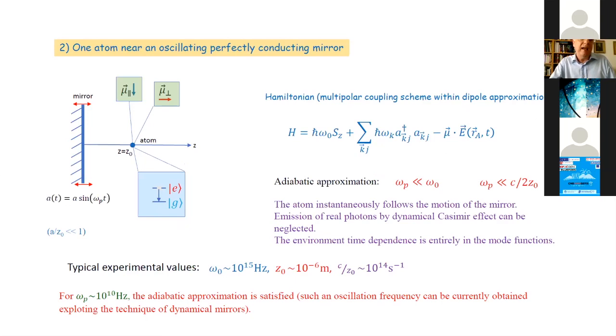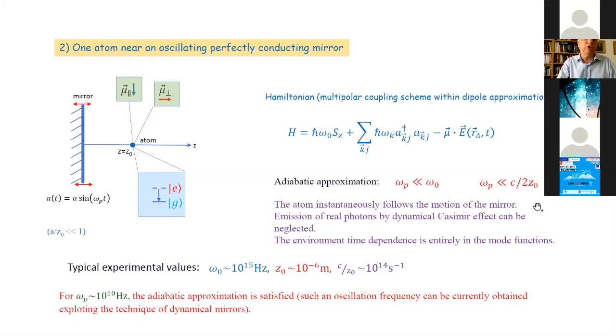A similar situation, but I will not give details on this, has been shown by Lucia Rizzuto in the previous talk. In this case, the dynamical environment is a mirror that oscillates in space with amplitude A and frequency omega P, and there is an atom at some distance zeta zero from the mirror.